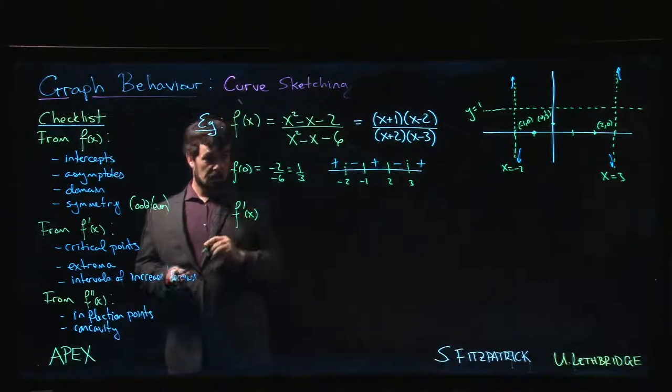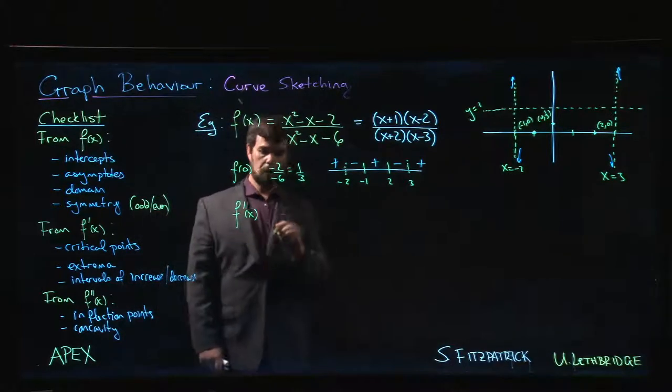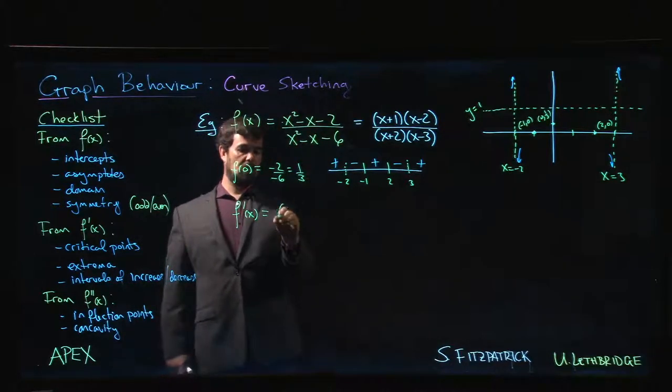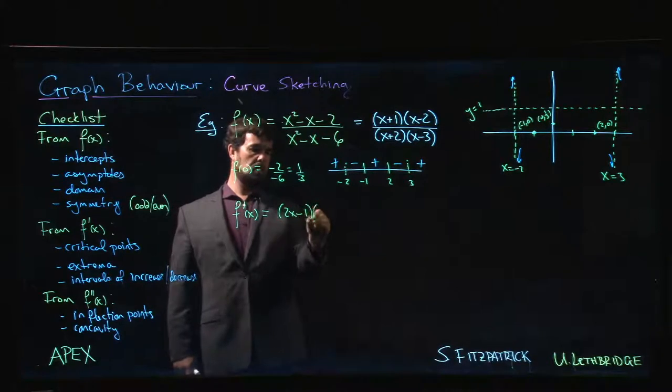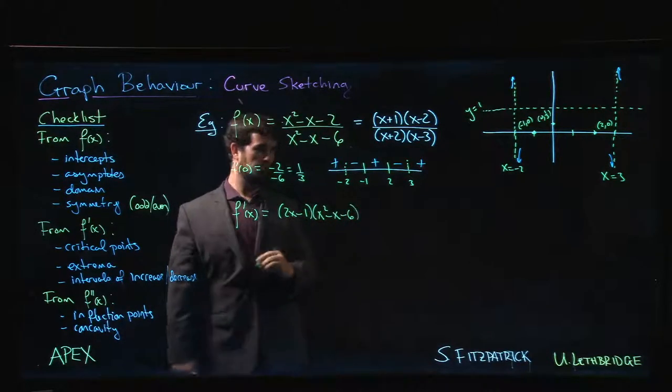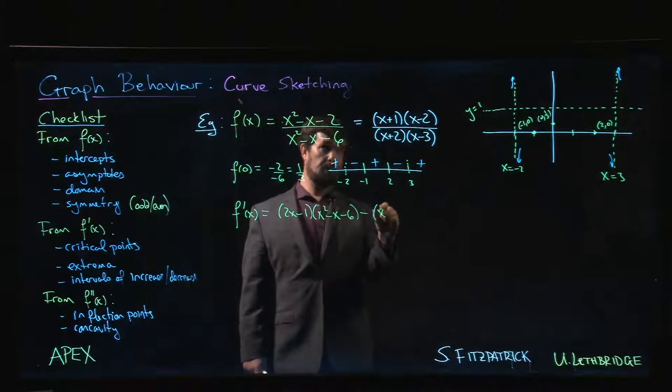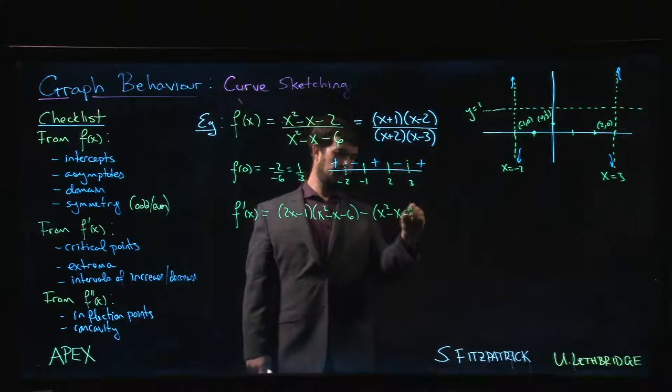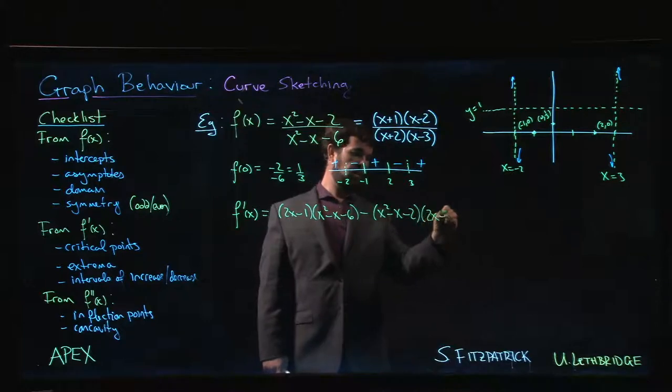to the first derivative. So f prime, the derivative of the top is 2x minus 1 times the bottom, right? Minus the top times the derivative of the bottom.